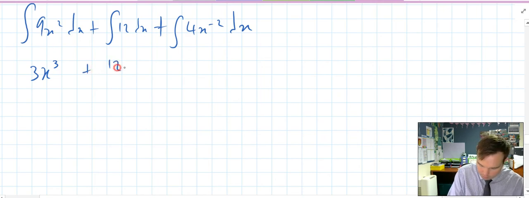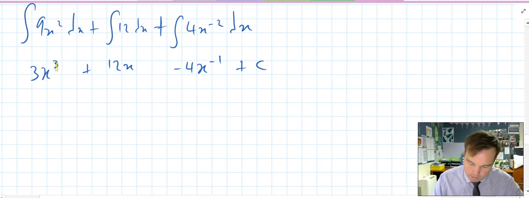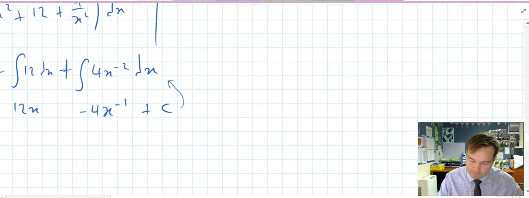This here has come from a 12x. This here must have come from an x to the minus 1. X to the minus 1 will drop to minus 2, which means there must have been a minus 4 at the front. Because when the minus 1 came out, it combined with the minus 4 to make a positive 4, and then we're plus c. So that really looks weird with the space, but the answer is 3x cubed plus 12x minus 4x to the negative 1 plus c. And of course, if you took that and derived it, you'd end up back up there.